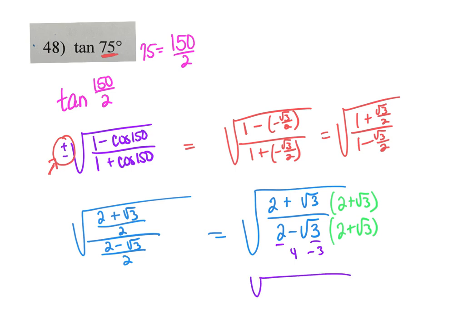On the top, we get 2 plus the square root of 3, basically squared. Isn't that what that is? When I'm multiplying something by itself, it is squared. What happens when I square a square root? You get what is inside.